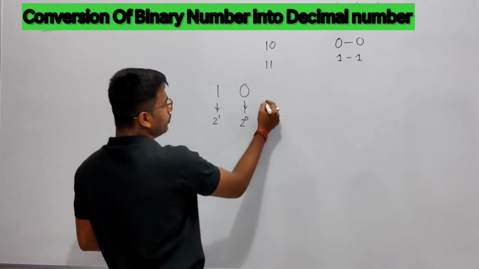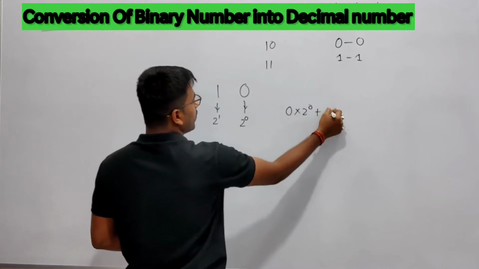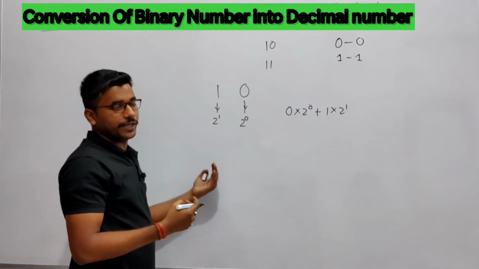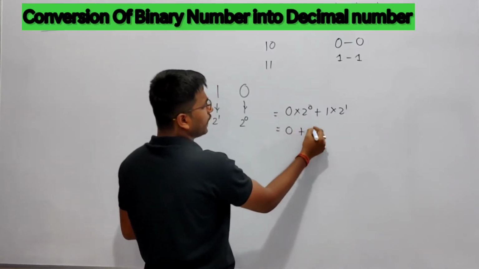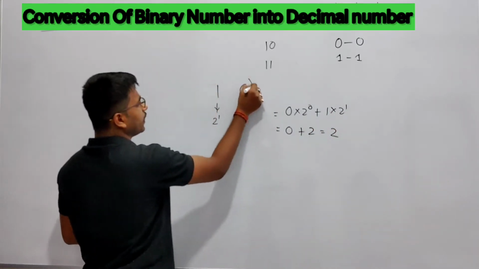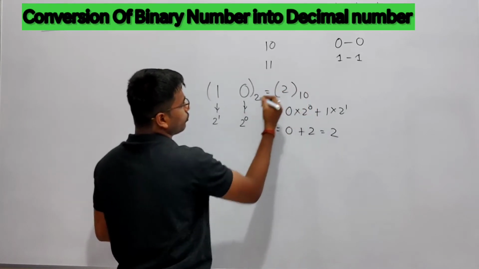Now how did you used to do it? 0 into 2 to the power 0 plus 1 into 2 to the power 1. Whatever number you have, you multiply it with its weightage. So here you get 0, and here you get 1 into 2, which is 2. So the decimal of this number is 2.